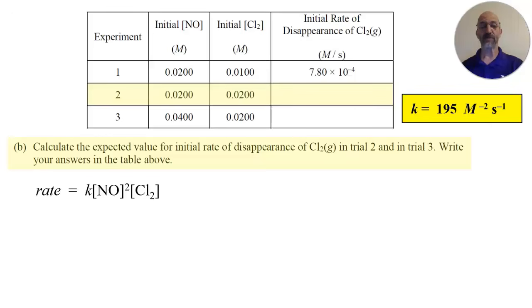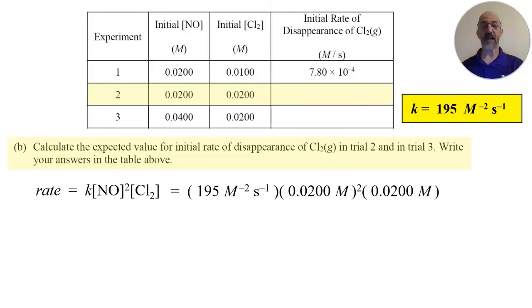So go ahead and take a look at what I'm doing to solve in part B, the initial rate of disappearance of chlorine. You can see I'm using the rate constant. I'm using 195, and my units are molarity to the negative 2 times second to the negative 1. And now I'm using the values for experiment 2 from the data table. So initial concentration of nitrogen monoxide is 0.0200 moles per liter, and that value is squared because it's second order with respect to NO, and then times the initial concentration of chlorine, which is also 0.0200 moles per liter.